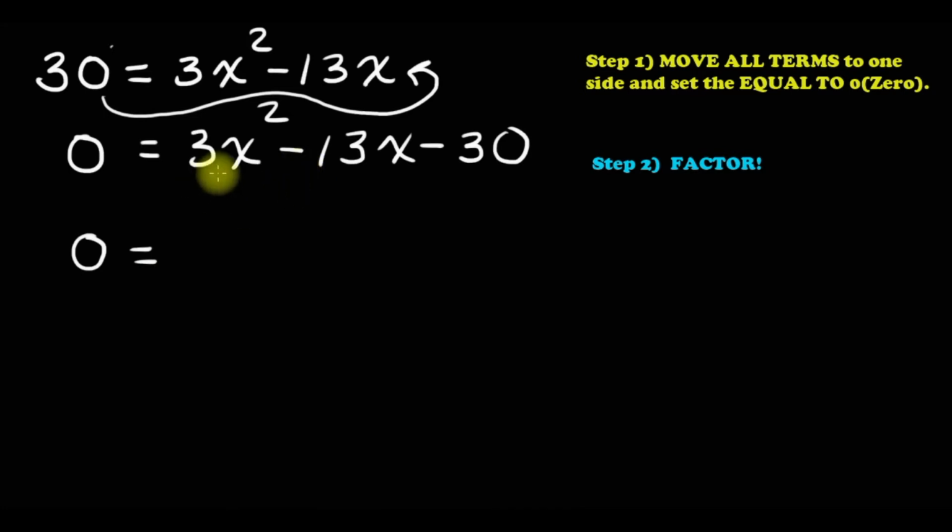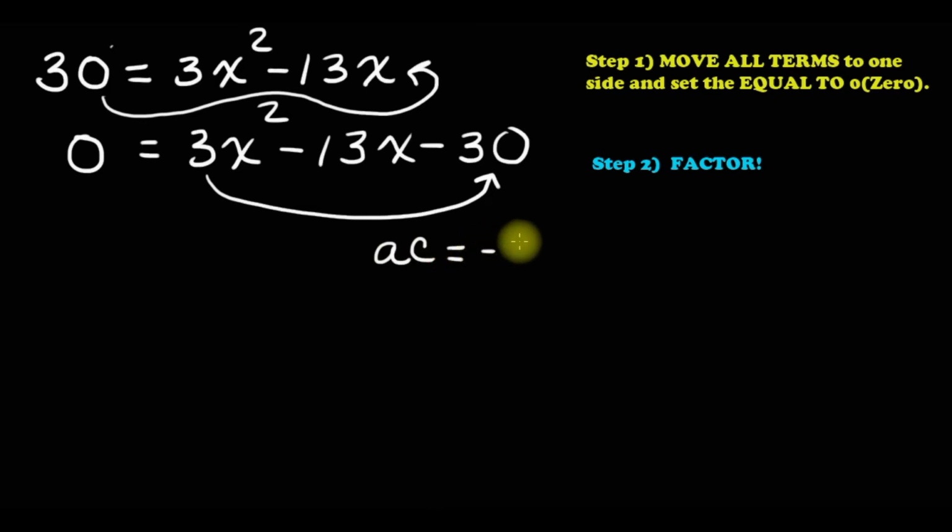So to factor this using the slip and slide method, the first thing we need to do is take the a times c. So we're going to take 3 times negative 30. So your a times c is negative 90. We have to come up with the two numbers that when you multiply, you get negative 90, but when you add those two factors, it comes out to b. Here's your b, negative 13.